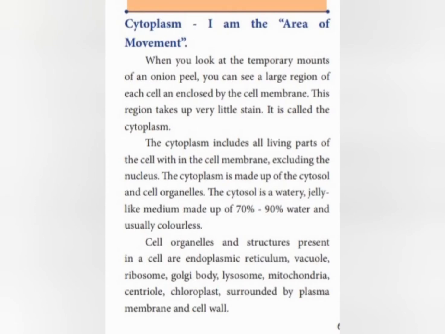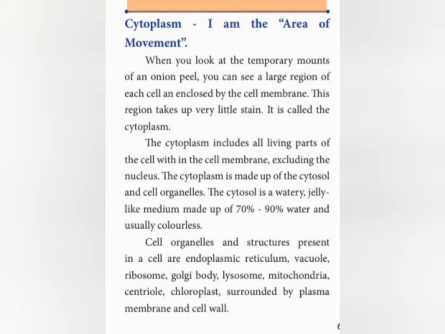The next very important thing is cytoplasm. The cytoplasm is called the area of movement. A large region of each cell enclosed by the cell membrane is called cytoplasm.